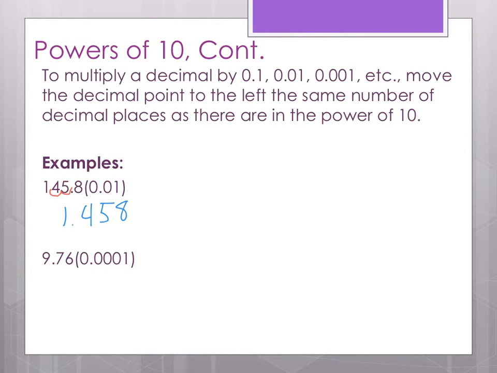Let me rewrite that number. I had 976. My decimal starts here, and I move 1, 2, 3, 4 places to the left. So I get 0.000. I put zeros in where those placeholders are, 976. Again, this multiplication works very quickly. It's just moving the decimal left or right the correct number of spaces.